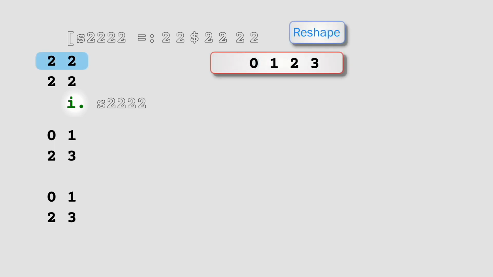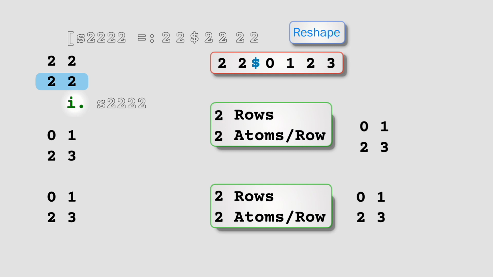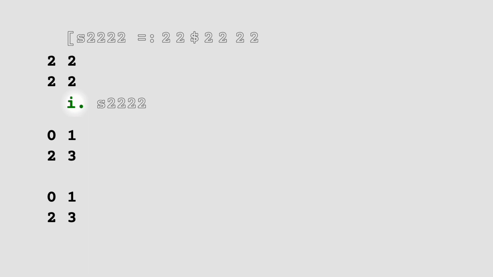We take each rank 1 list on its own, first getting the integers 0, 1, 2, 3, and then reshaping them into an array with 2 rows and 2 atoms per row. When we've done this with both of the rank 1 arguments, the result is 2 tables, each one with 2 rows and 2 atoms per row. Pretty neat, huh? That's what it means to be a rank 1 verb.